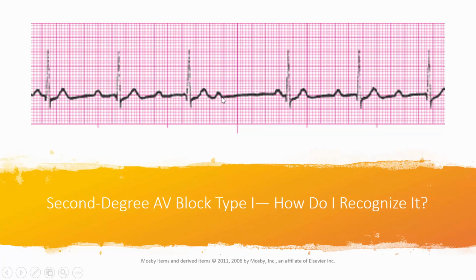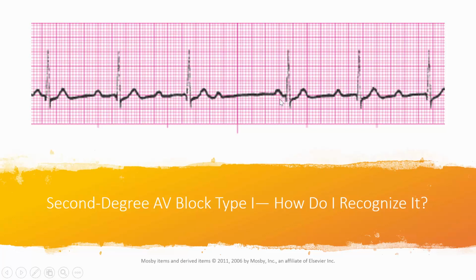I have a P right here, but you see how I have a dropped beat, so I'm missing a QRS. So I can't measure a PR interval right here. So what happens is your pattern starts over after it drops that beat. And what I mean by that, look at this PR interval.